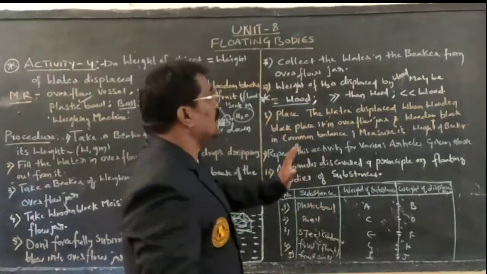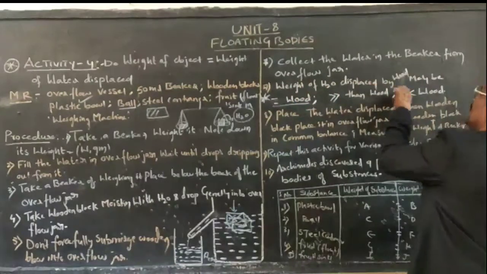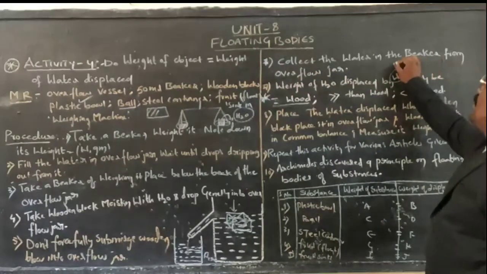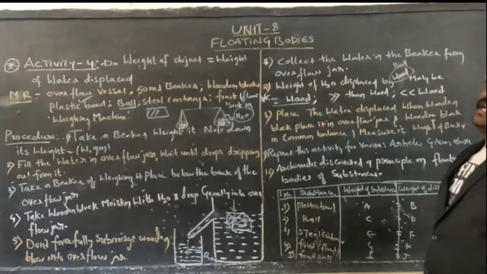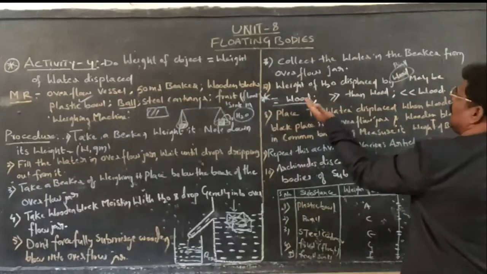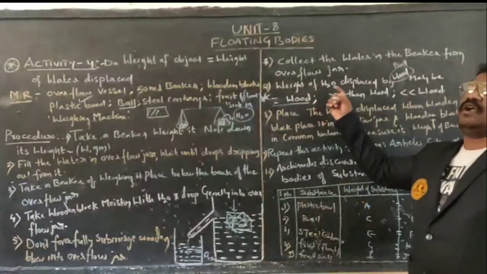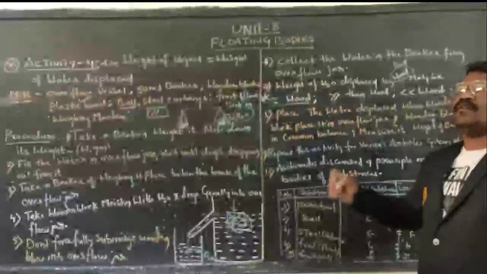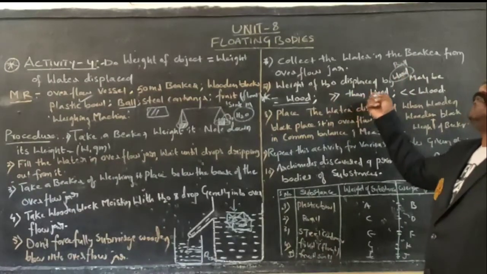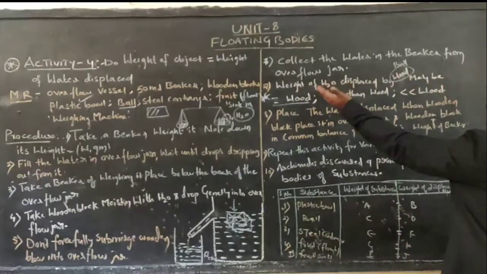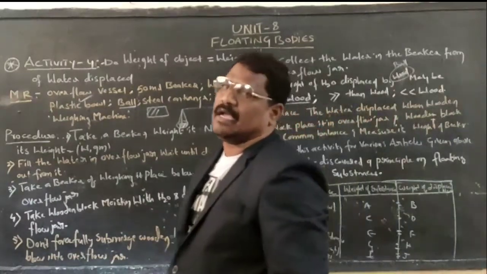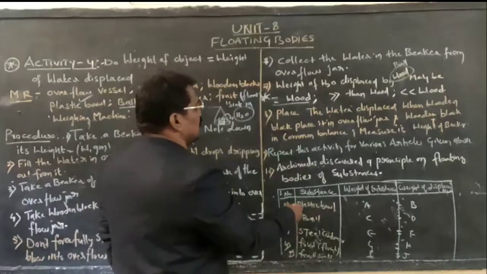Again repeat this process and calculate the weight of water displaced by the wood we have taken here, and likewise by the ball, the steel container, the fruit, the plastic bowl, etc. Any one condition can be satisfied: the weight of water displaced may be equal to the weight of the article, or greater than the weight of the article, or less than the weight of the article. From this, we can extract one principle.